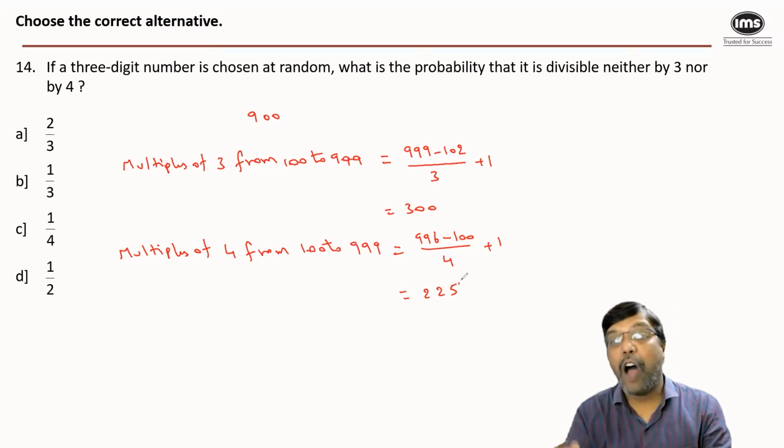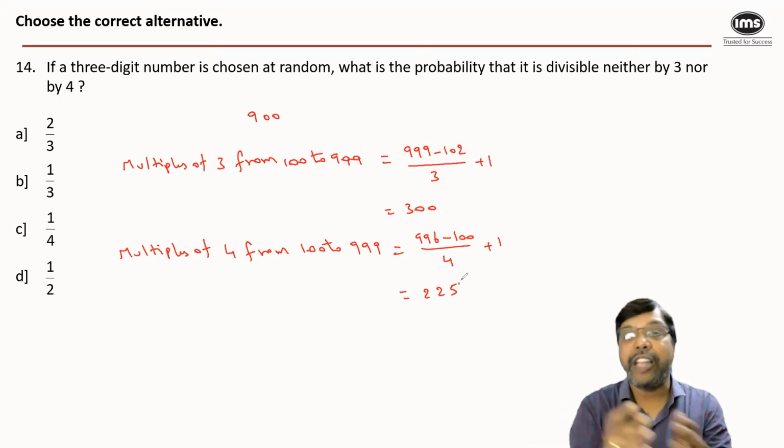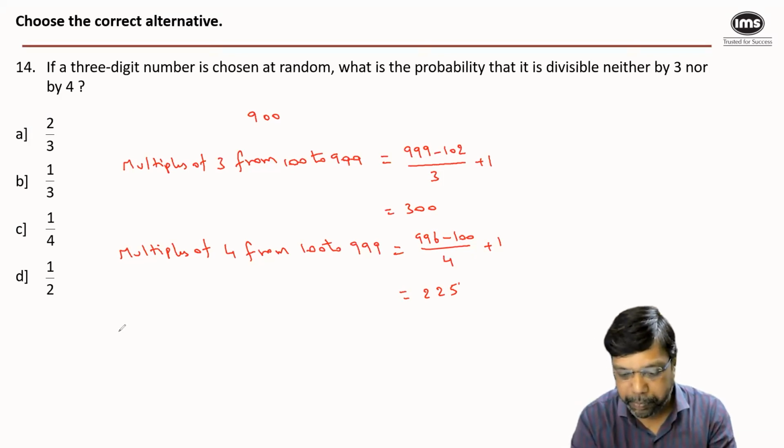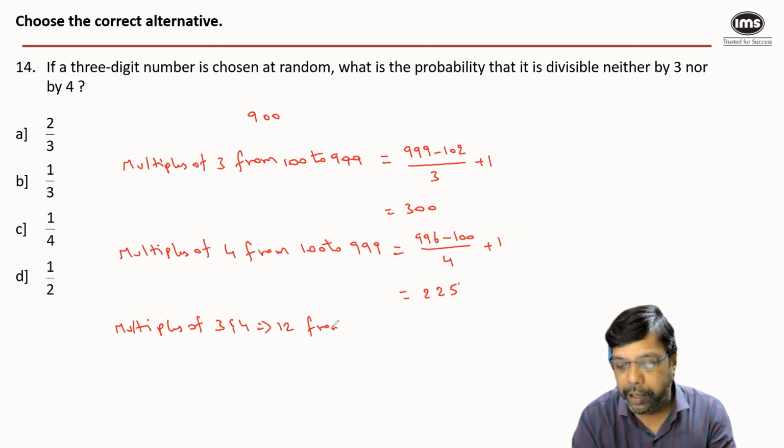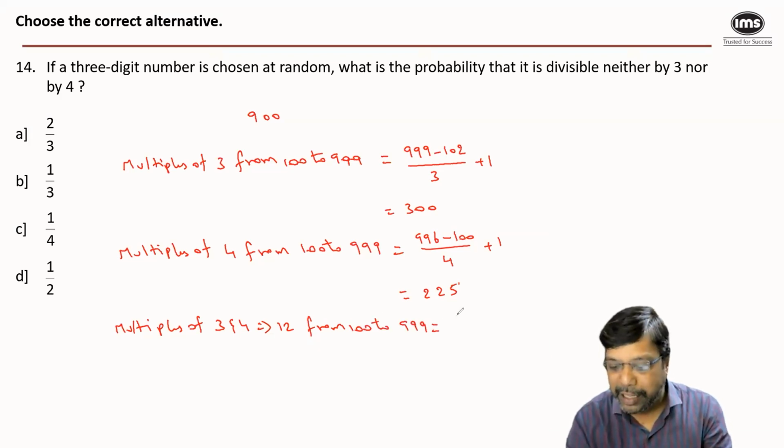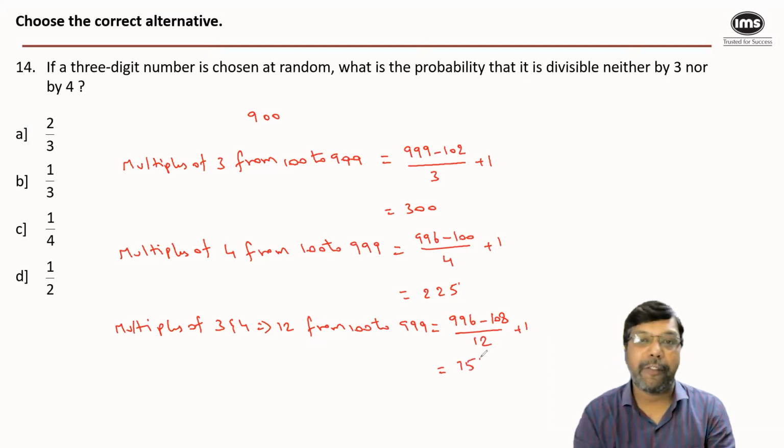Now we need to find how many numbers are both multiples of 3 and 4. Multiples of 3 and 4, that is multiples of 12, from 100 to 999: the largest multiple of 12 is 996, the smallest multiple of 12 is 108, so (996 minus 108) divided by 12 plus 1, which is equal to 75.